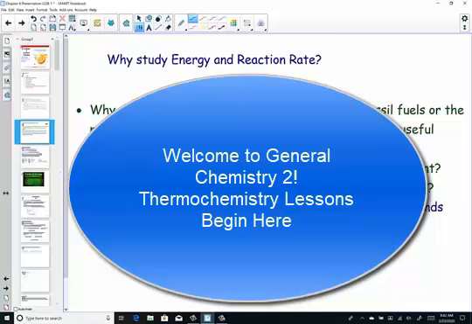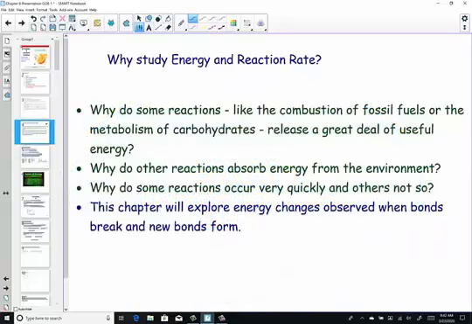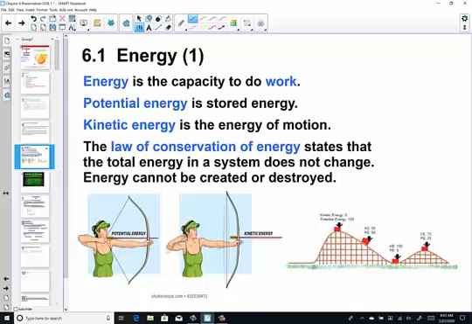Well, remember, some reactions, such as combustion of fossil fuels that makes our cars move, for instance, or even the metabolism of carbohydrates when you eat sugars or proteins or fats, release a great deal of useful energy. Why is that? Why do other reactions absorb energy from the environment? Some reactions occur very quickly, others do not. This chapter just allows us to explore energy changes observed when bonds break and new bonds form. So the heart of our chapter is all about energy and how it applies to a reaction.